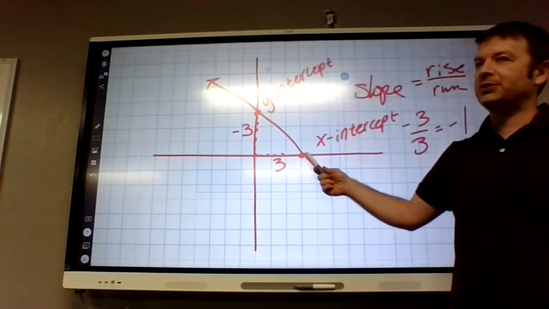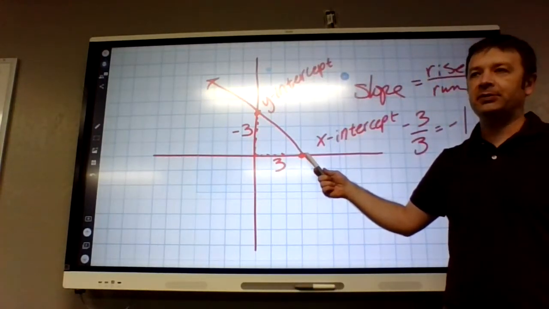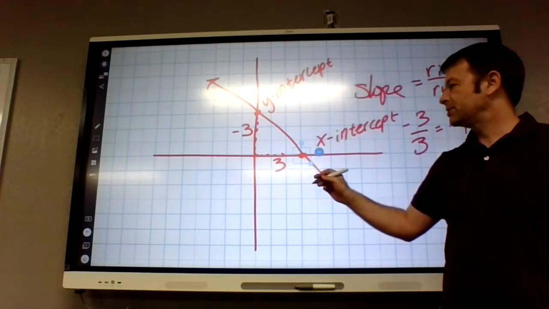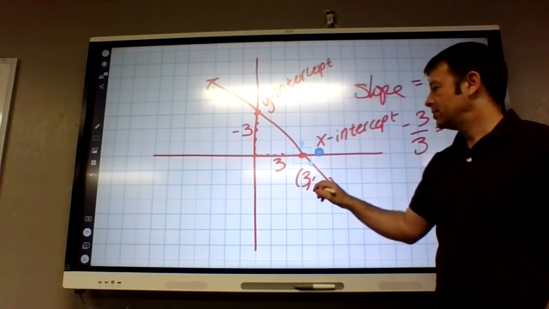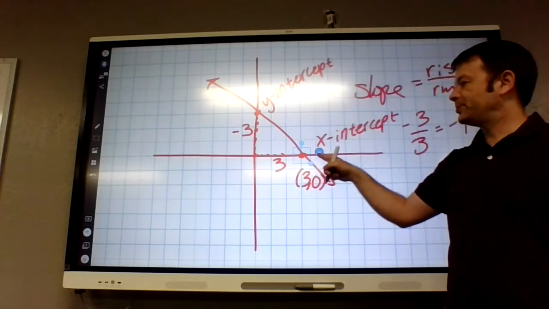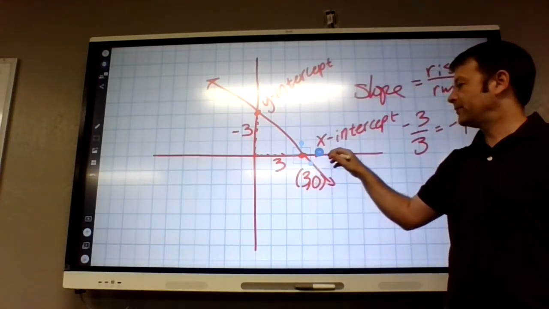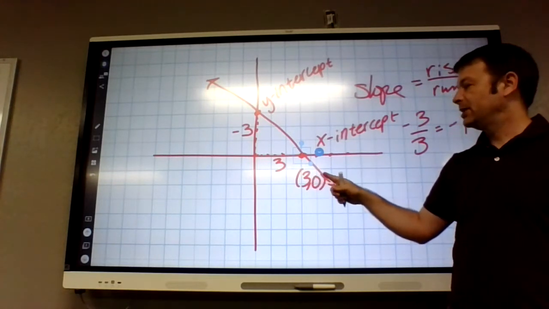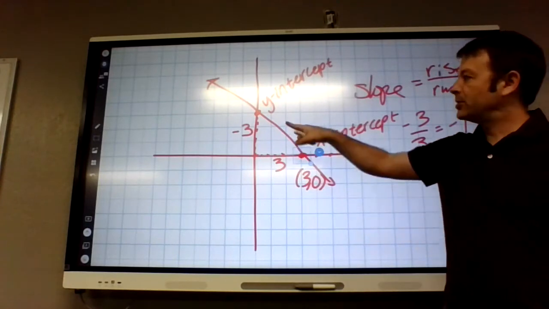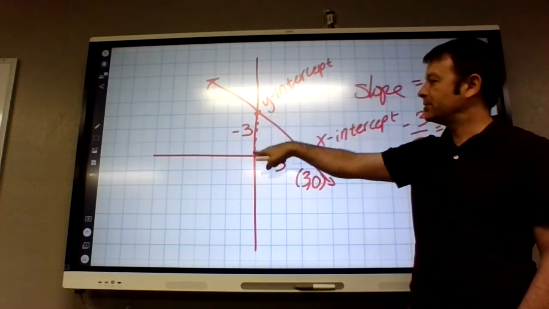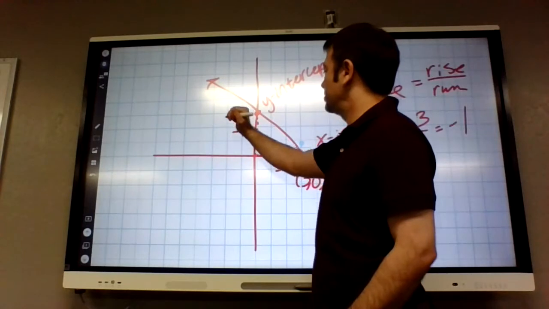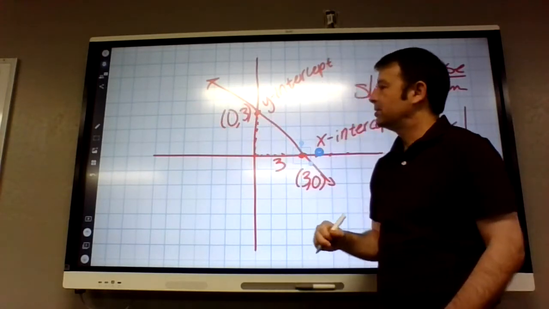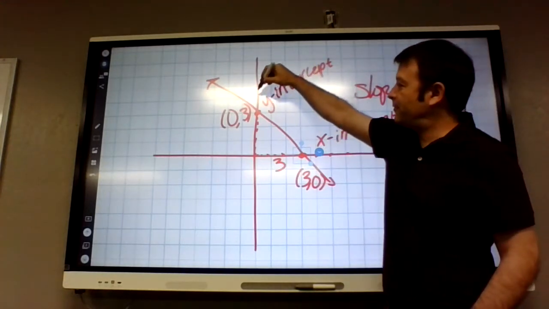What are the coordinates of this intercept right here? What's the coordinates of this point? 3, 0. Okay. What's the coordinates of this point? 4, 0, 5, 0. What do all x-intercepts have? They have a y value of 0. What's the coordinate of the y-intercept? 0, 3. Okay, this would be 0, 4, 0, 5.